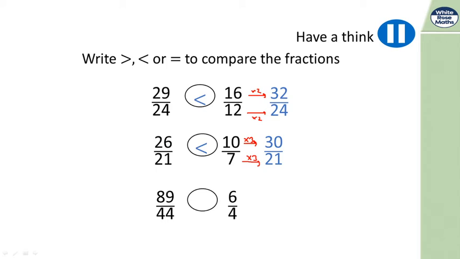The last one, we have 89/44 compared to 6/4. You can't do the numerators, so let's do the denominators. What do you times 4 by to get 44? 4 times 11 is 44. Whatever you do to the bottom, you do to the top. 6 times 11 is 66. So we're comparing the 89 to the 66. 89 is bigger than 66.